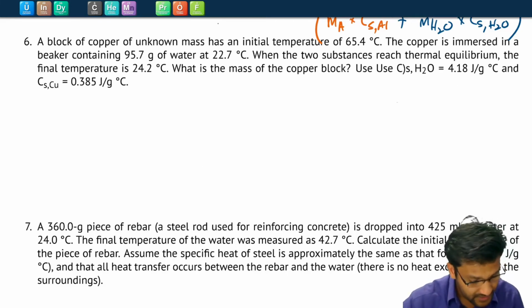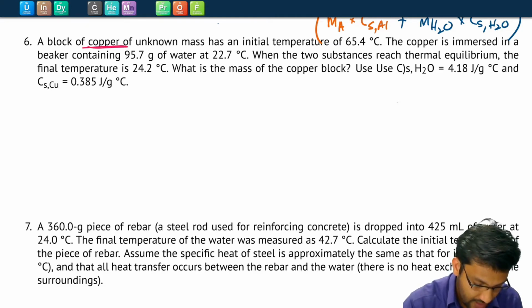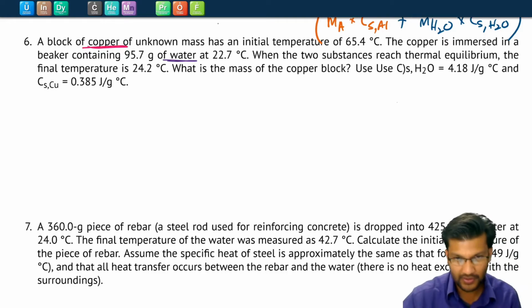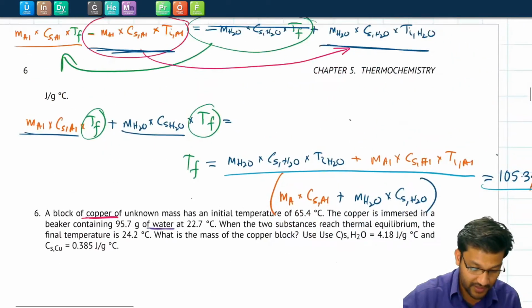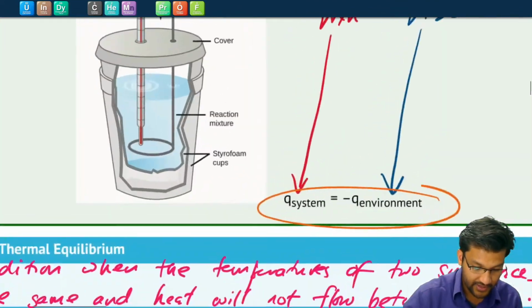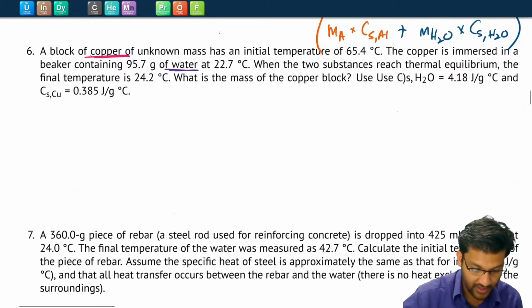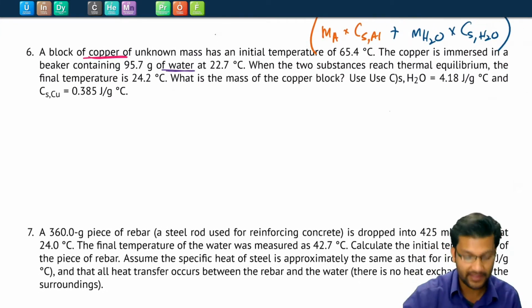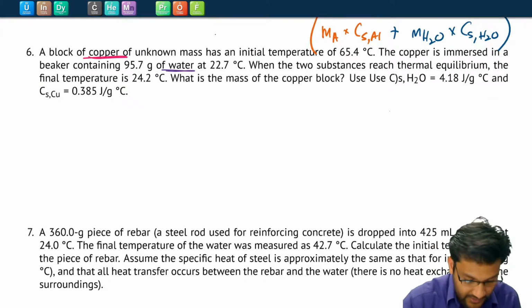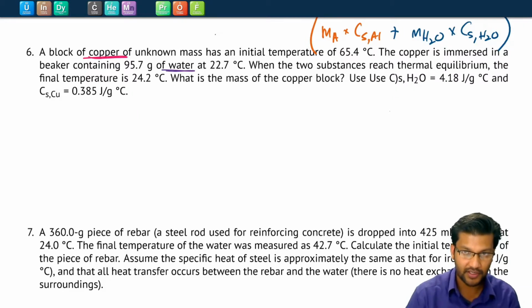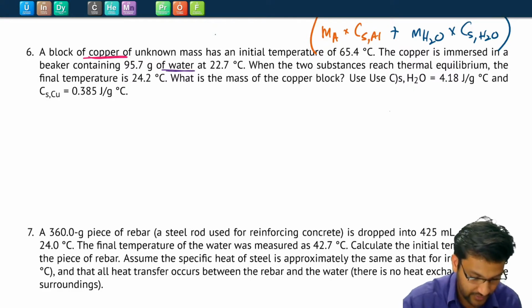Okay. In number 6, we have two substances. We have copper and we have water. In most cases, one of the substances we're going to work with is going to be water because in our coffee cup calorimeter, usually it's filled with water. And there's a few reasons for that, one being that water has a very high specific heat capacity. But we have these two materials placed into contact with each other, starting at different temperatures, but eventually coming to thermal equilibrium with a final temperature that's 24.2 degrees Celsius.